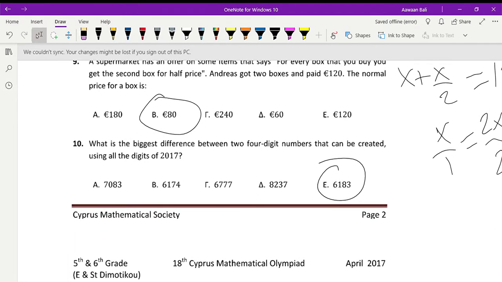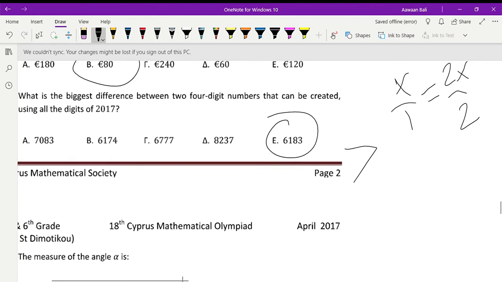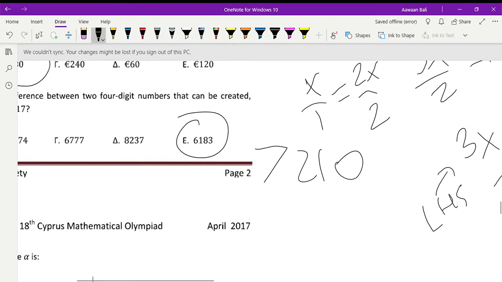Now, question number 10. What is the biggest difference between two 4-digit numbers that can be created using all the digits of 2017? Now you made me think. This is easy. For the bigger number, you just have to put the biggest digit first and the smallest digit at the end. So the largest digit 7 is first, then we have 2, 1, 0.